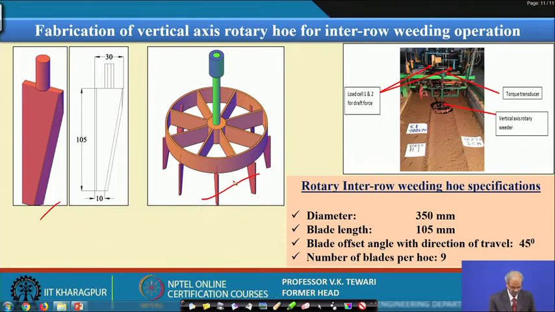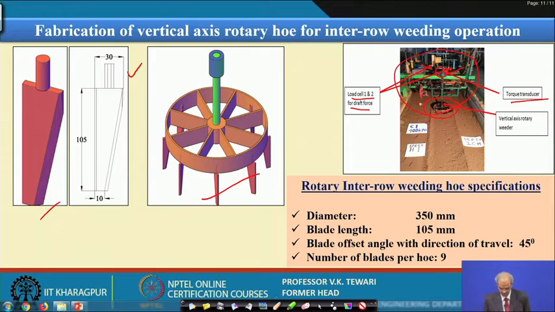These are the cutters, these are the dimensions of the cutter, and you can see here the machine which has been shown in the bin. What are the details? You can see we have put load cells 1 and 2 for the draft force measurement. There is a torque transducer at this location for measurement of the torque which will be required. Then this is the vertical axis rotary feeder which will be there.